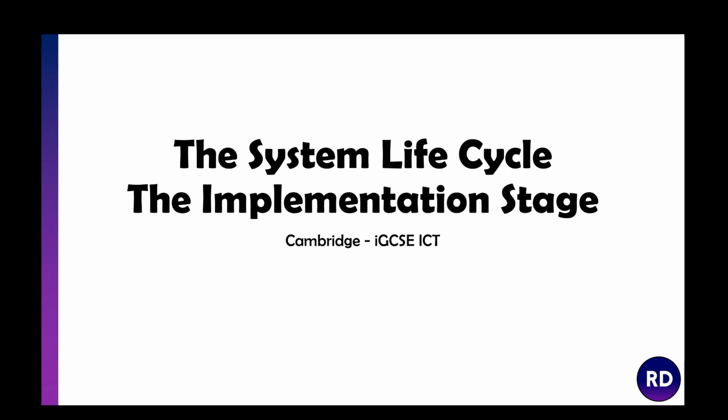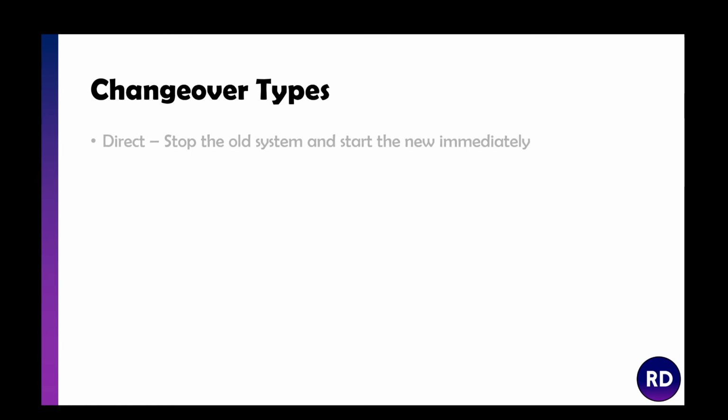So first things first, we need to actually train the staff on the new system. We then need to transfer paper files or electronic files to the new system, so we need to scan in the documents, key in the data, and download files to the new database. We then need to actually change over the system, where we need to look at the various types of changeover, which is direct changeover, parallel running, pilot implementation, and phased implementation. So first things first, we've got direct.